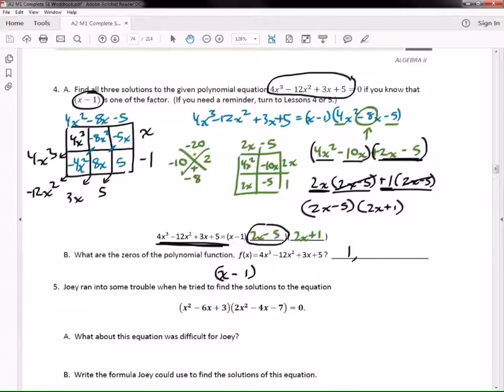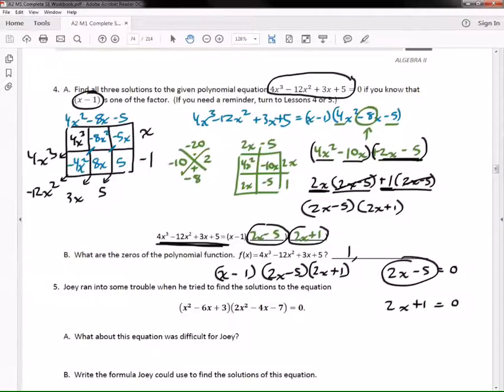Now I have our other factors right here. So we have 2x minus 5, and we have 2x plus 1. Now because there's a 2 in front of this x, this zero is a little more complicated to find, but not really terribly complicated. All you got to do is take each of those factors and set them equal to 0. So we have 2x minus 5 equals 0, and then we solve it. Then we have 2x plus 1 equals 0, and we solve that one. We're trying to find the value of x that will make this factor equal 0.